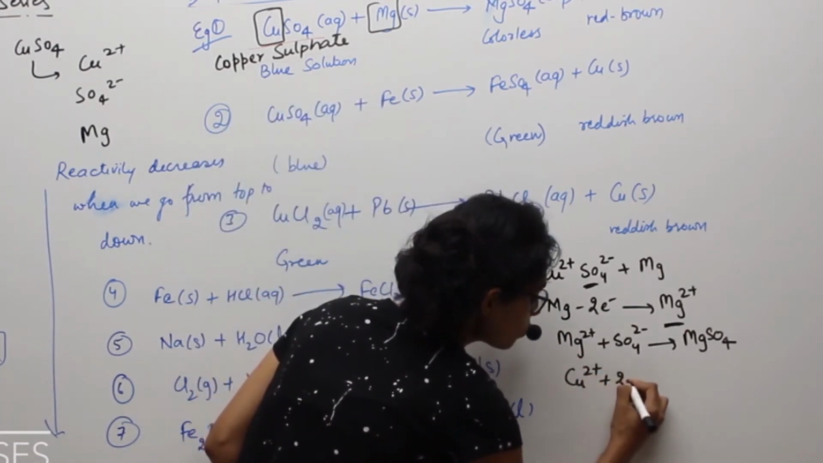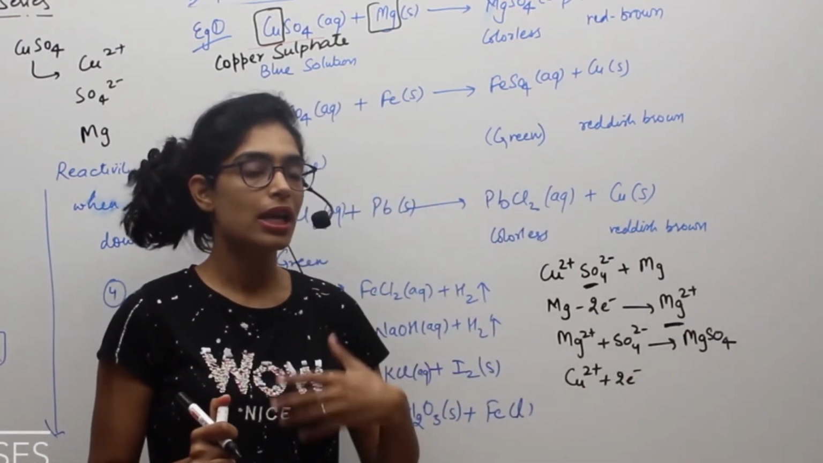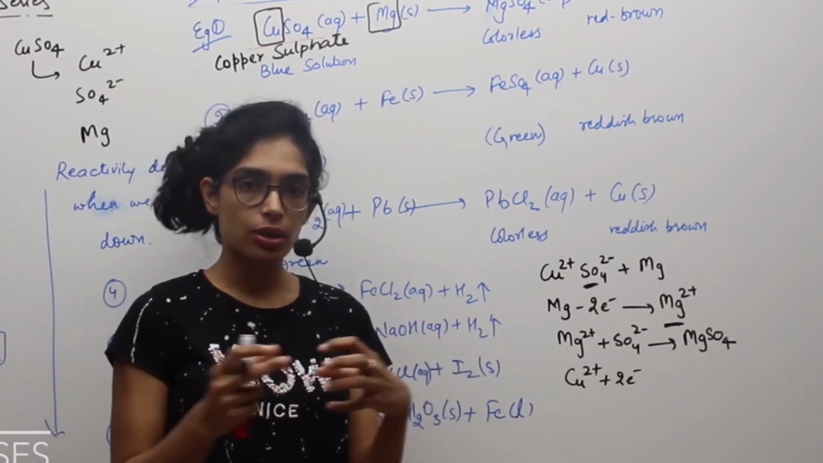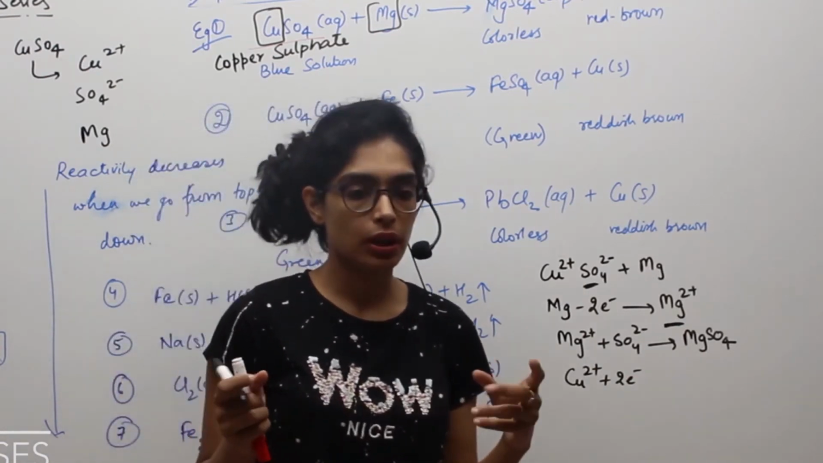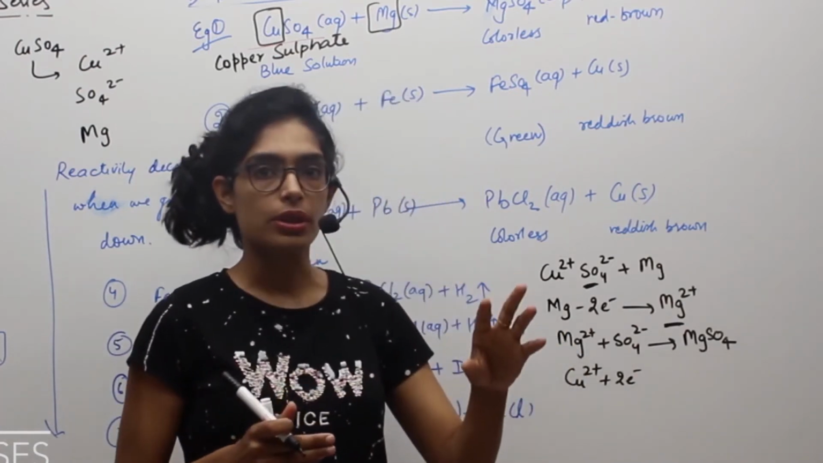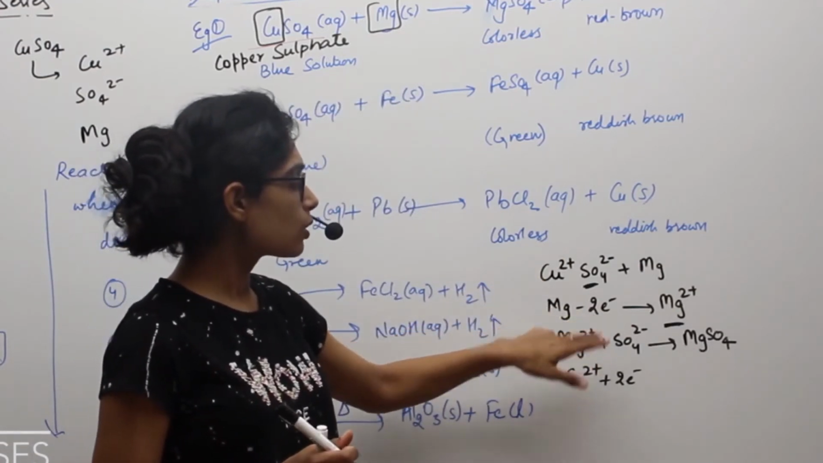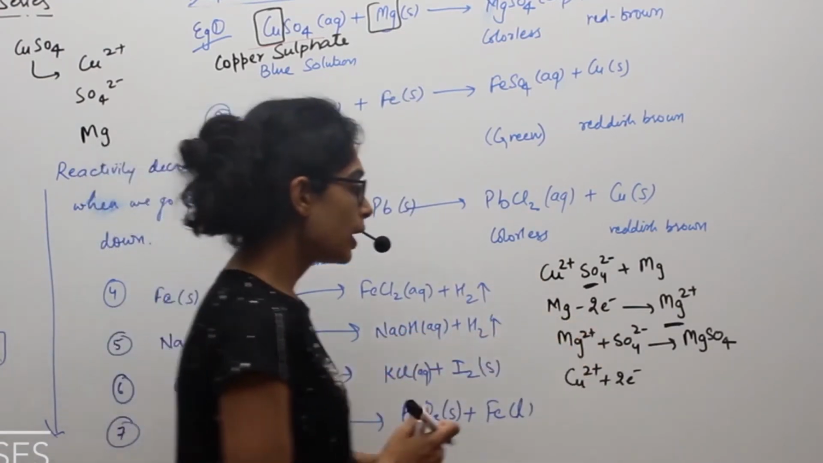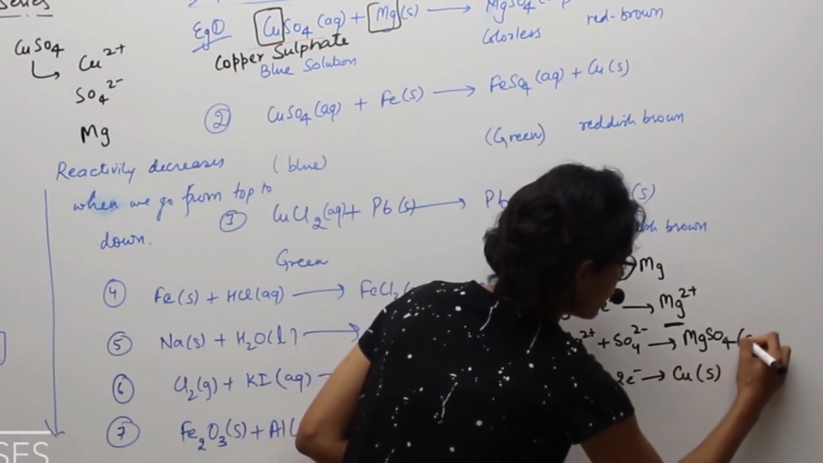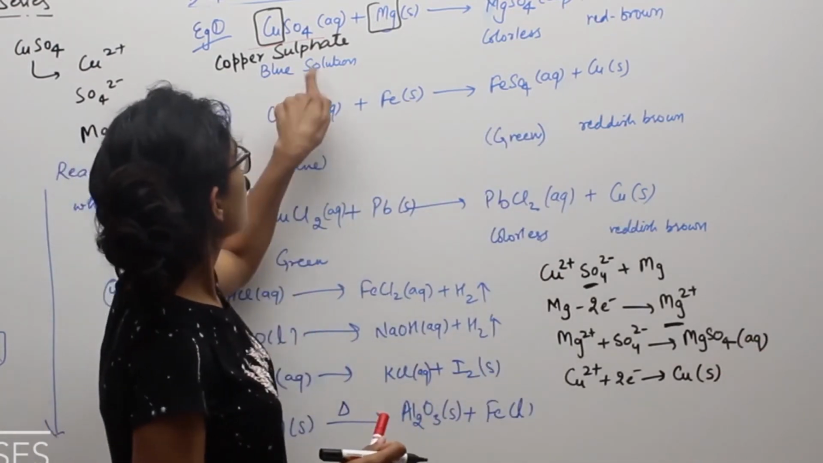Copper will gain these 2 electrons because none of the ions are stable in general. Either they should be in the reaction format, basically they should make some bond with something, or they should be in the neutral state if they are not bonding with something. So copper 2 plus will gain those 2 electrons which were given by magnesium and will become copper, and this will be the solid form and this will be the aqueous form. So this is your ionic reaction of this displacement reaction.